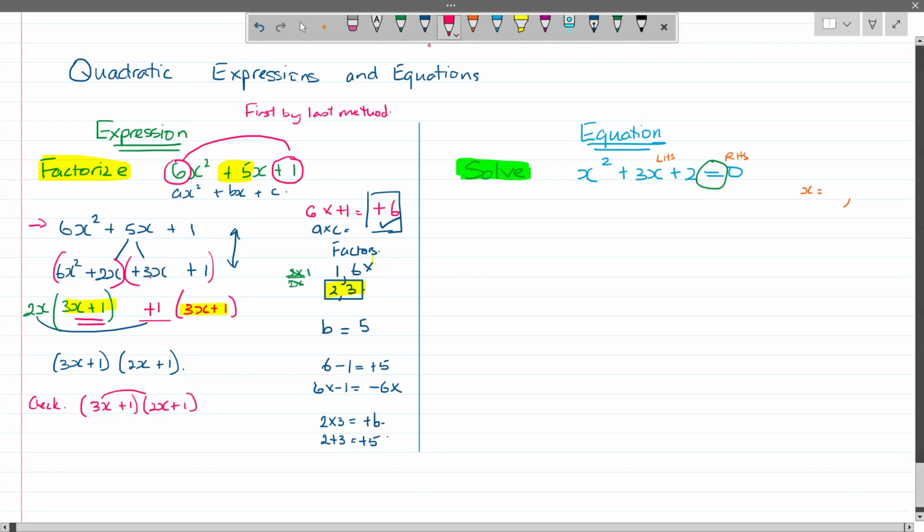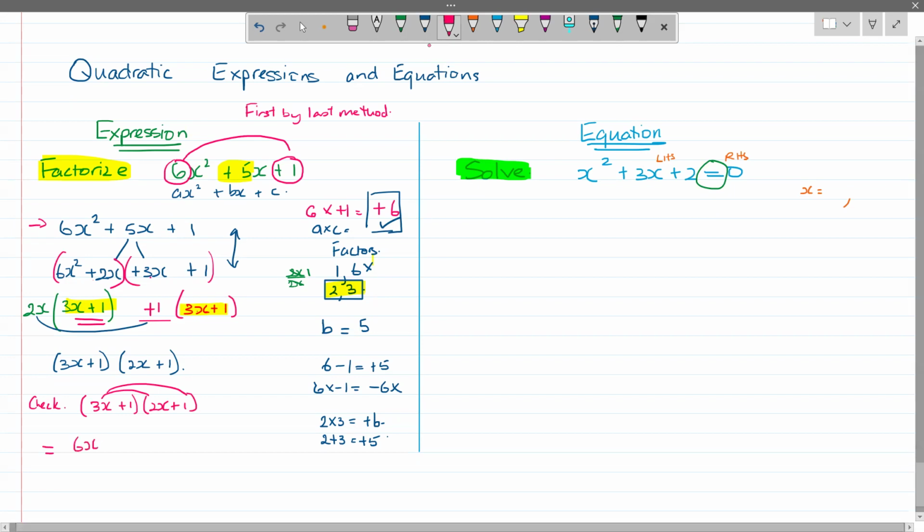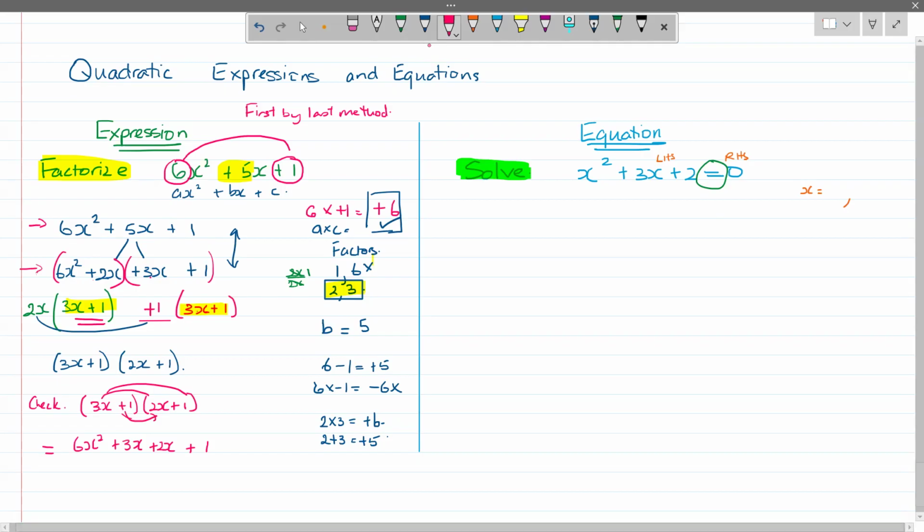So if you work something out and you're not sure and you want to check your answer, expand your bracket. 3x by 2x will give me 6x squared. 3x by 1 will give me 3x. 1 by 2x will give me back the 2x. And 1 by 1 will give me 1. See how we get back to this line here? And if I add those two middle terms together, I'll get 5x plus 1. So these are actually the reverse of each other.